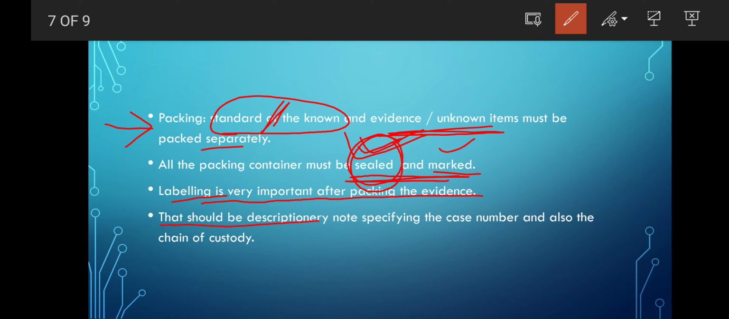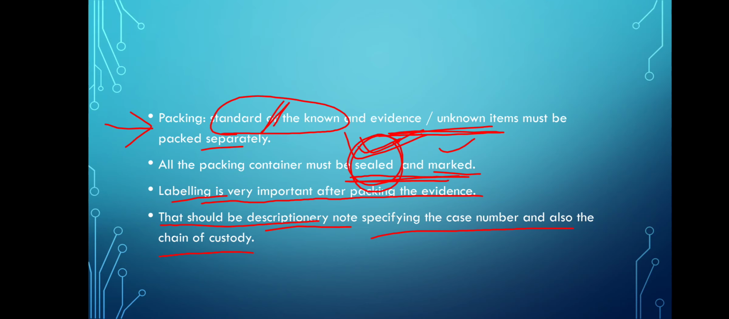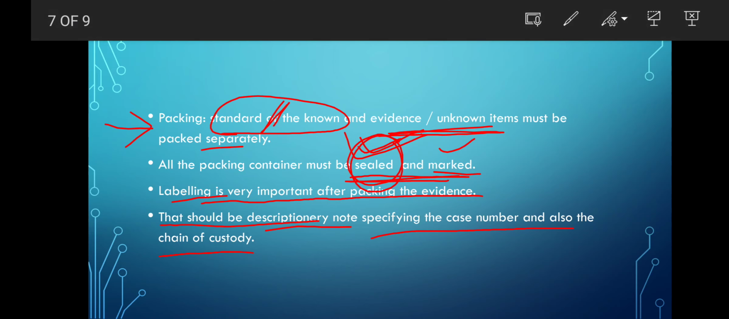there should be descriptive notes specifying the case number and also the chain of custody. Like the evidence which is present on the label, there should be a note specifying what type of evidence it is, how it should be handled, where it is found, what the evidence number is, what the case number is, who has investigated it, the investigating officer's name, and all that has to be specified, and the chain of custody should be there.